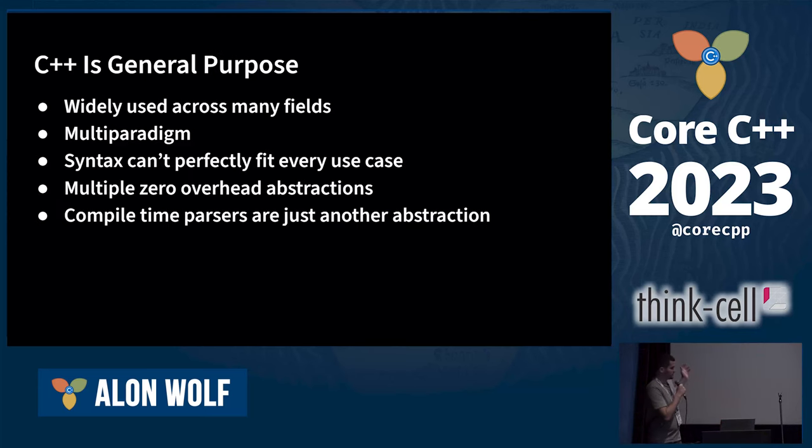I have compared the C++ syntax to some special purpose syntax, and I want to make this point clear: the C++ syntax is amazing at what it does, which is to be a general purpose language that is widely used across many fields and has many different requirements. The syntax of the C++ language doesn't need to fit every use case like a glove, because it provides us with multiple zero overhead abstractions that we can use to create our own expressive code. Compiler parsers are just another one of these abstractions.